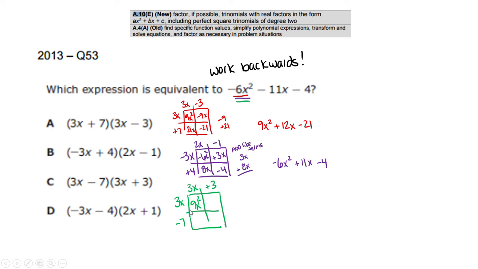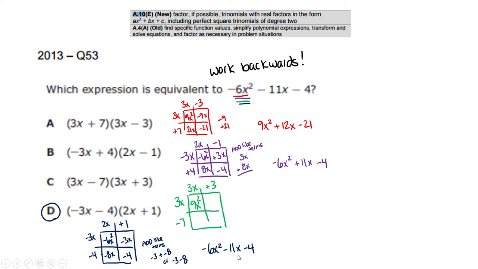We know C is not going to be right because my first two terms, 3x times 3x, is 9x squared. Definitely not a match. And if I do D and multiply my first two terms, I'm getting negative 6x squared, which is good. And then if I finish the question and combine my negative 8x plus negative 3x, which is the same thing as minus 8x minus 3x, I would get my middle term to be minus 11x, which is what we want. So we want negative 6x squared minus 11x minus 4.